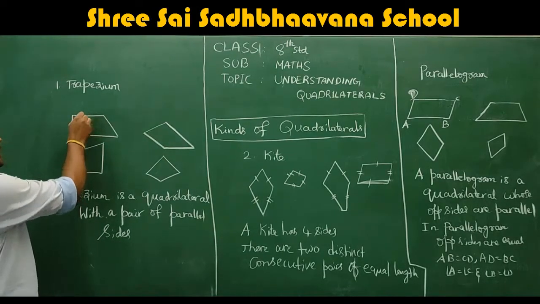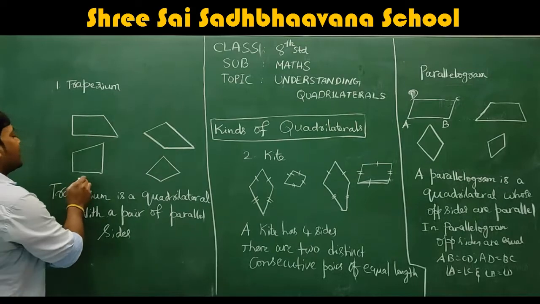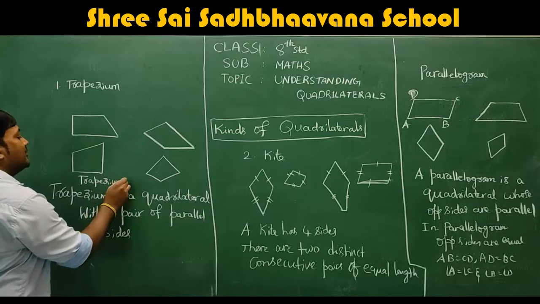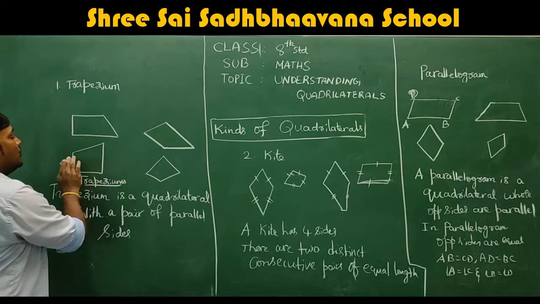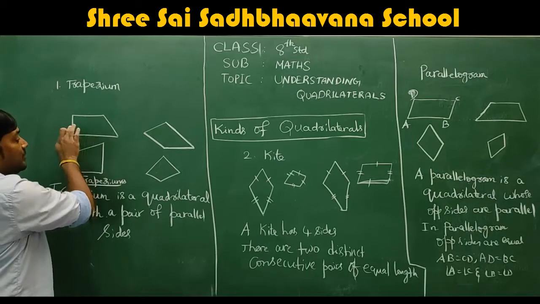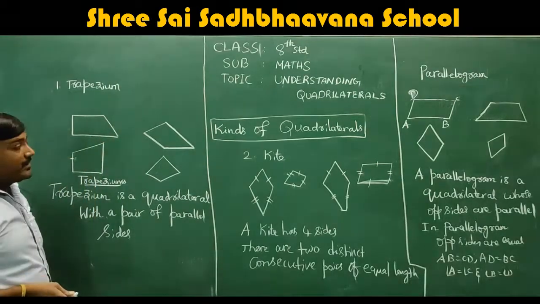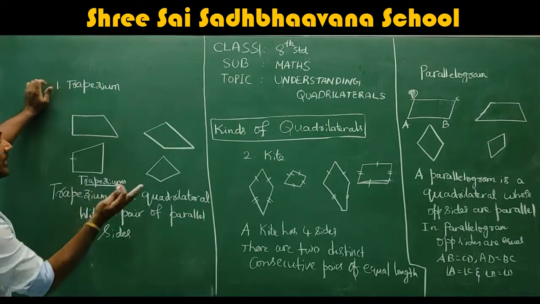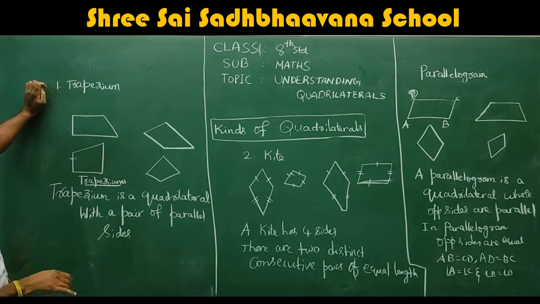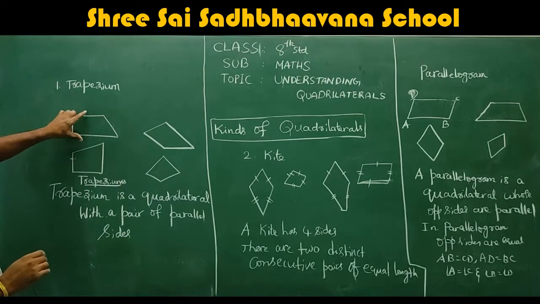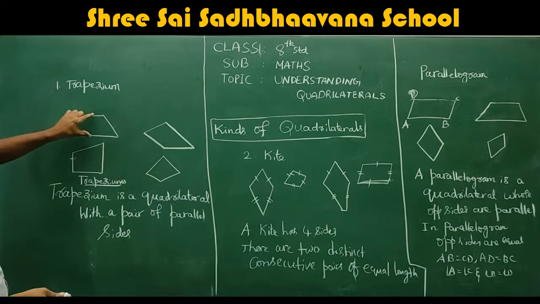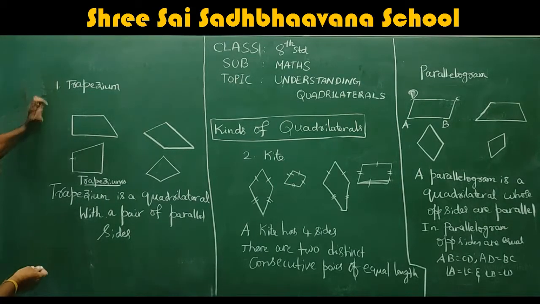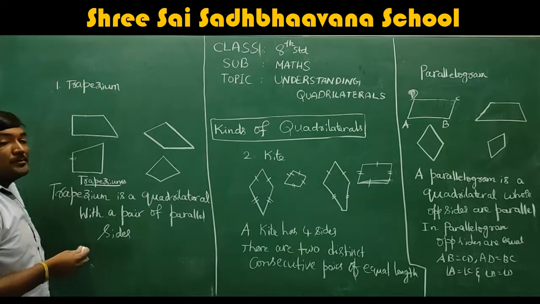Remember this. In this case, if you see, these are called trapeziums, because in these there are two parallel sides. See, this and this are parallel. Remember, these two are not parallel. So only one pair, not two pairs. If two pairs of parallel sides are there, then that is not a trapezium. A trapezium is a closed figure and a quadrilateral which has only one pair of parallel sides. One pair only, not more than one pair.